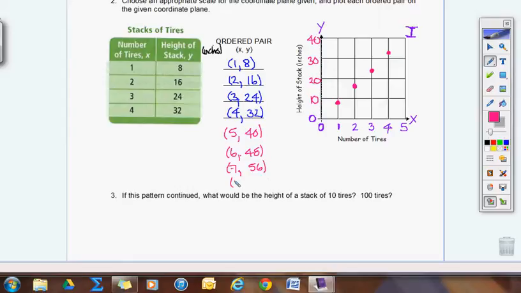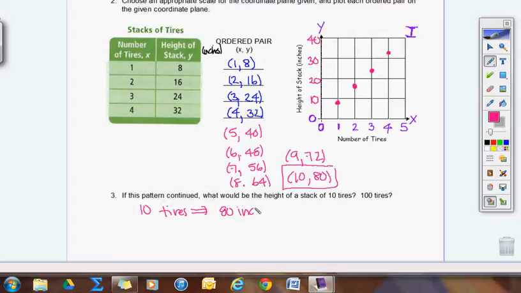And if I've got 8 tires, another 8 would be 64. And then finally, if I've got 9 tires, that should be another 8, which is 72. And then 10 tires, okay, that makes sense. I should have a stack of 80 for 10 tires, so we're expecting it to be 80 inches tall.